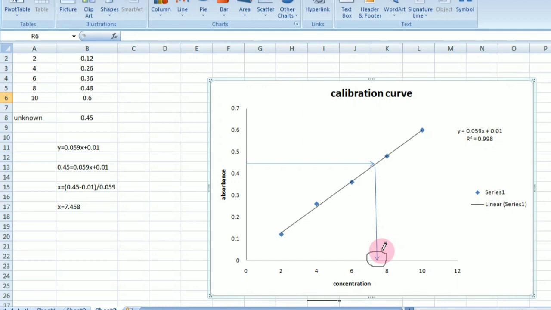So dear friends, this is how we can calculate or estimate the concentration of an unknown sample by using simple Microsoft Excel and the regression equation.